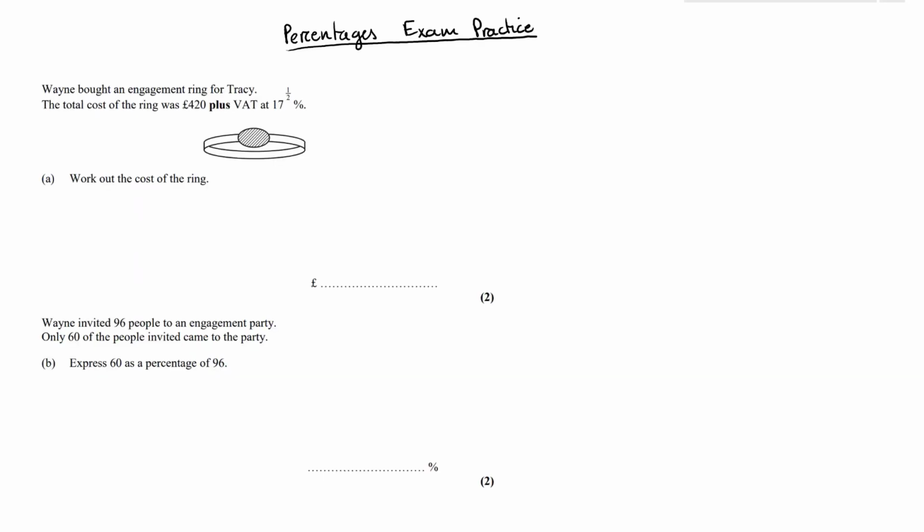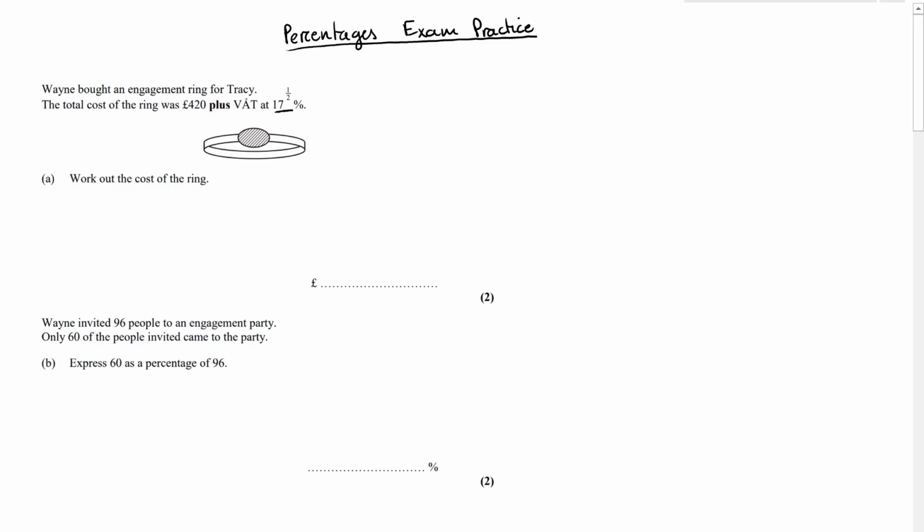So this first question: Wayne bought an engagement ring for Tracy. The total cost of the ring was £420 plus VAT at 17.5%. Work out the total cost of the ring. Okay, so we first need to work out what is 17.5% of 420.